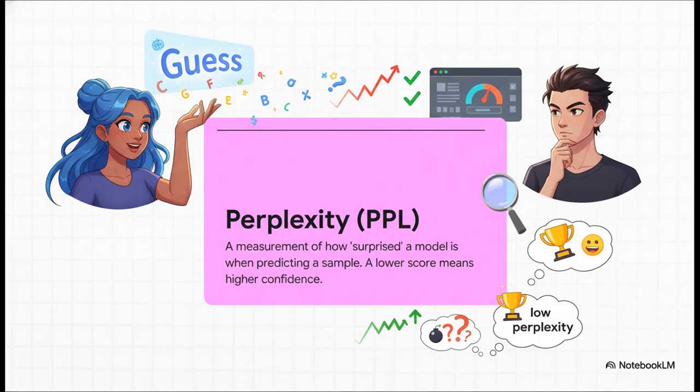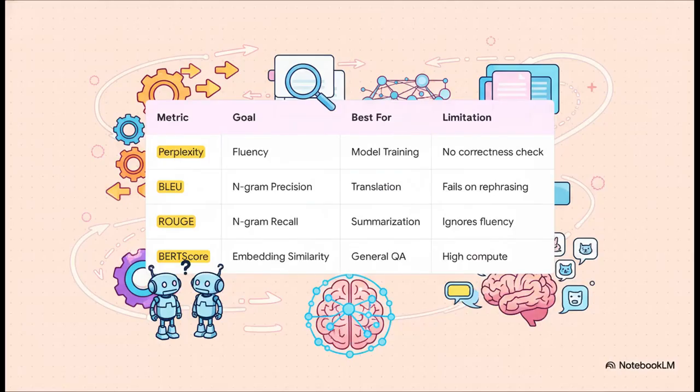It sounds complicated, but it basically measures how surprised a model is by the text it's supposed to predict. Think of it like a guessing game. A low perplexity score means the model is really confident about what word comes next. It's not perplexed at all. It's a fantastic way to measure the text's fluency. But here's the thing. Fluent and correct are not the same. That's why we have other metrics.